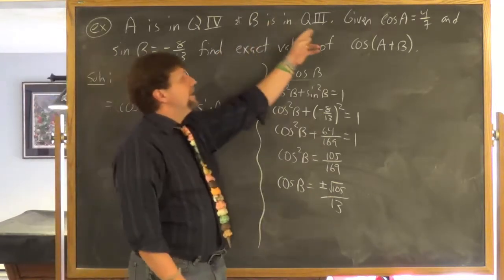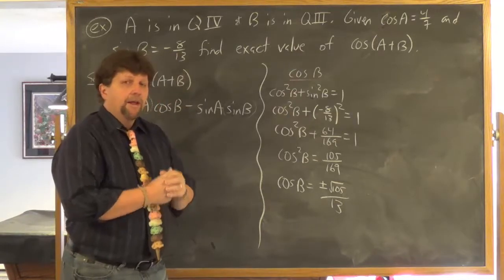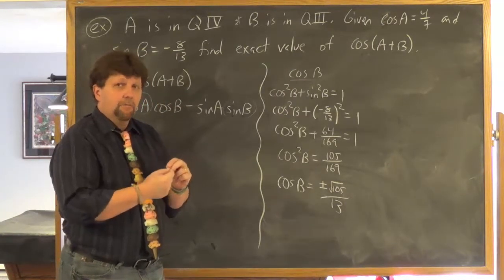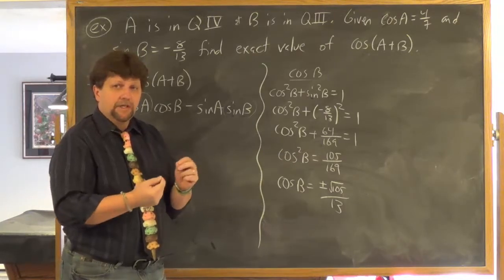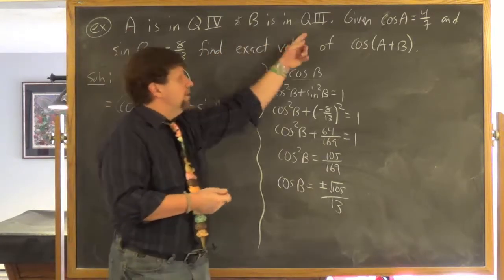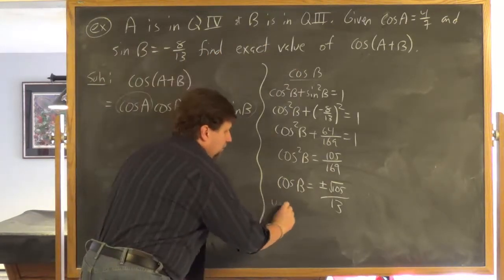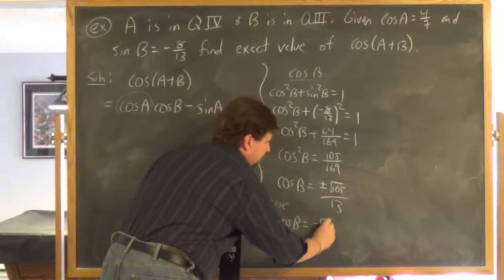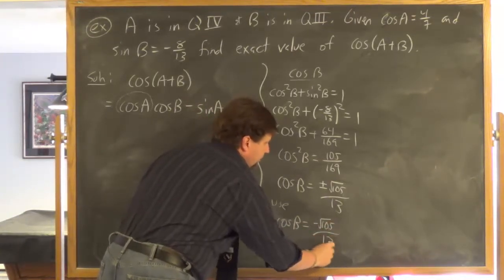Well, since B is in quadrant 3, I know in quadrant 3 only tangent and cotangent are positive. I know sine and cosine are negative. So for this problem, since B is in quadrant 3, I am going to use the cosine of B is the negative square root 105 over 13.